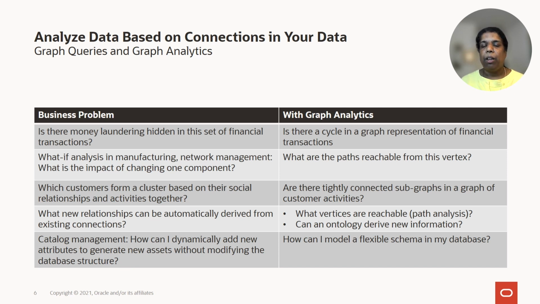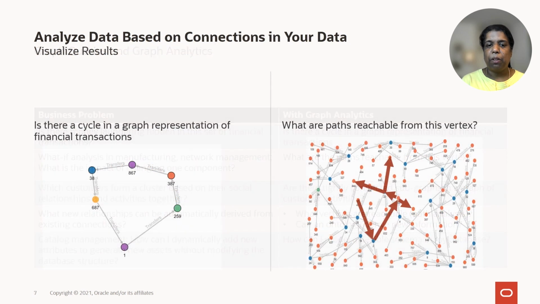So if you have lots of new attributes coming in when you're managing your assets, and you don't want to change the underlying database structure, but you want to be able to generate new pieces of collateral from existing assets that you have, you can use graphs to represent these attributes. And we'll see an example of this later when we talk about customer use cases.